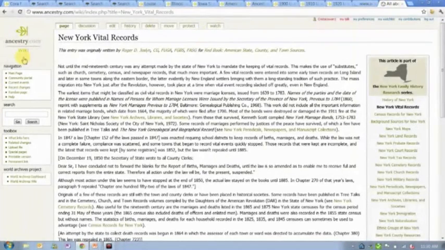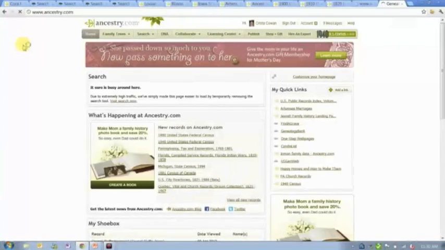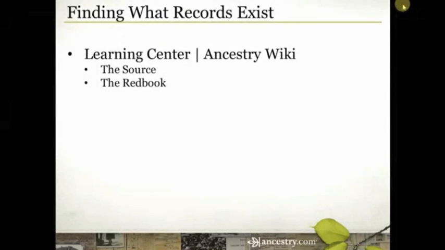Now you know why I preload them, which will take you to this wiki homepage that then will give you the opportunity to browse through to different things or to do a search on the specific state or record type that you're interested in.